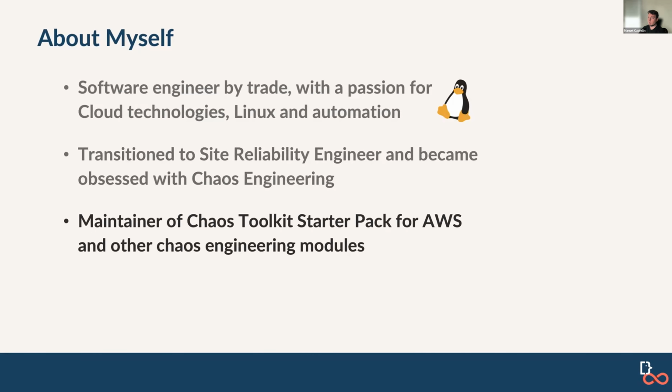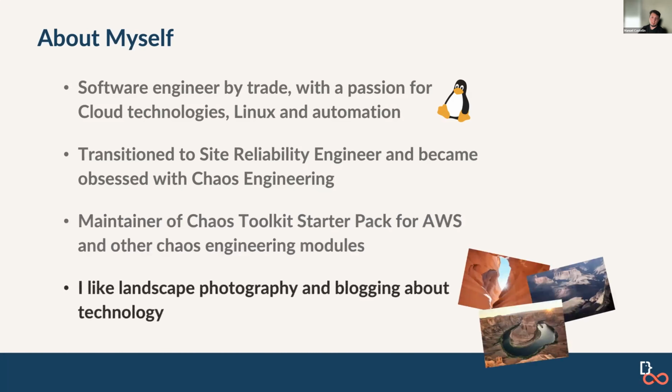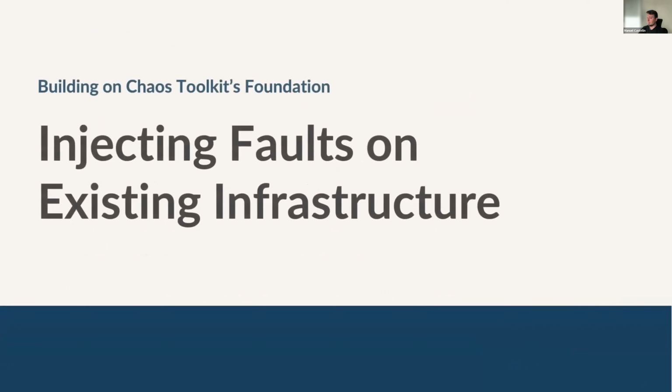Today, after a few years working with Chaos Toolkit, I now maintain a few open source projects on GitHub. One of those is the Chaos Toolkit Starter Pack for AWS, which is essentially a collection of chaos engineering experiments that can help people kickstart their chaos engineering implementation if they work with AWS native resources, and some more. In my spare time, I like to do landscape photography and blog about technology. So whenever I have the little time I have, so it's not a lot these days. But anyway, let's crack on.